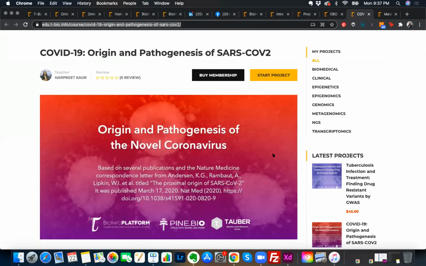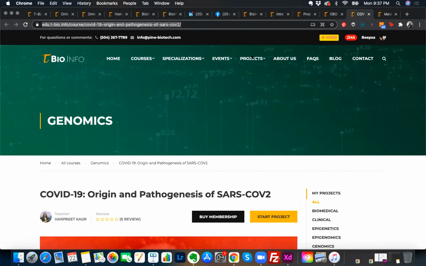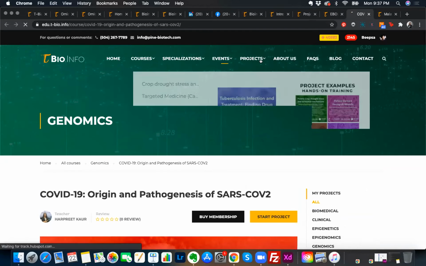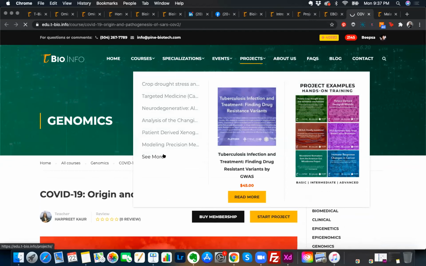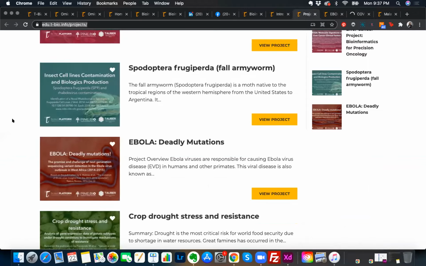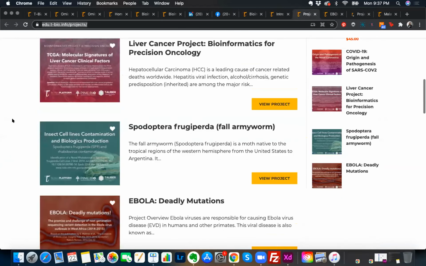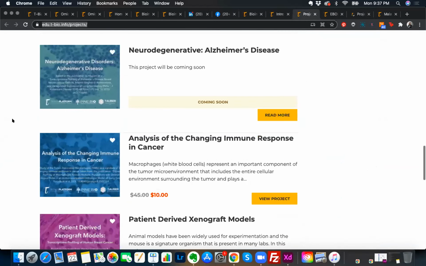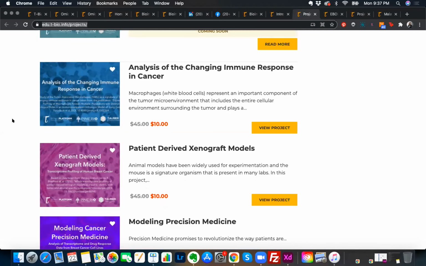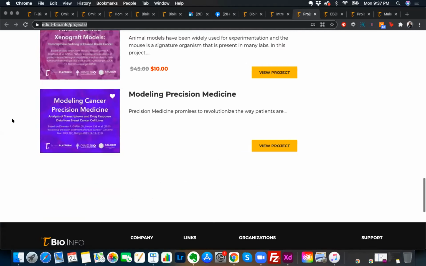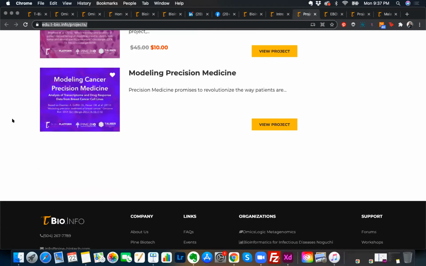I'm posting the direct links, but you can again go from the project section right here and see more, or you can just click here. It will lead you to this project page. As I mentioned, these projects are not just on infectious diseases, there are more projects in different areas. You also have projects on cancer and oncology, which are here. So please feel free to explore these projects.